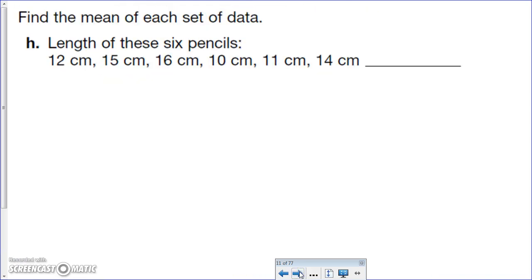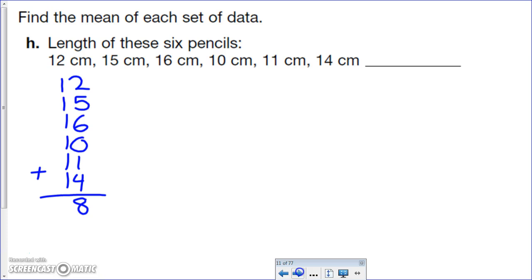For problem H, we need to find the mean length or the average length of these 6 pencils. So step 1, we need to add the 6 lengths. So 2 plus 5 is 7, plus 6 is 13, plus 1 is 14, plus 4 is 18. Then 1 plus 1 plus 1 plus 1 plus 1 plus 1 plus 1 gets us 7. So we have 78 centimeters as our total length.